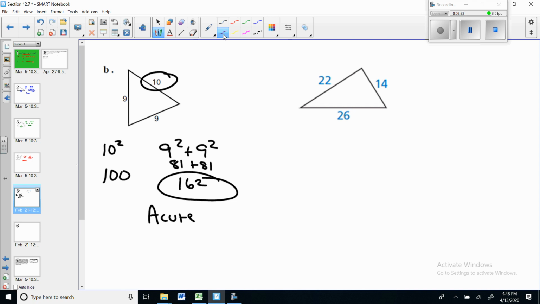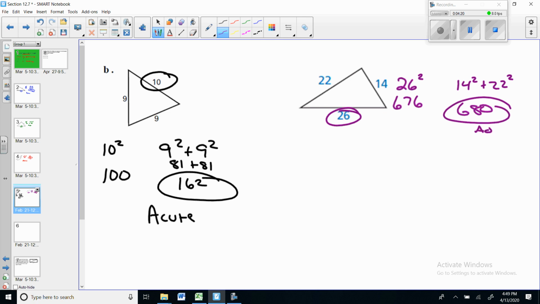Okay, over here, what's C? Okay, we got 26. So we're going to take 26 squared. I'm going to compare that to 14 squared plus 22 squared. 26 squared is 676. When I take 14 squared plus 22 squared on my calculator, that's going to give me 680. Okay, my added side is bigger, so that tells me my triangle is acute.